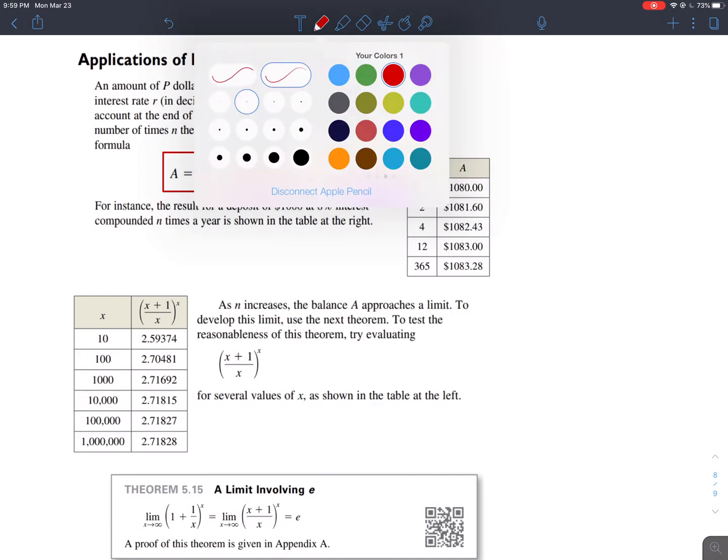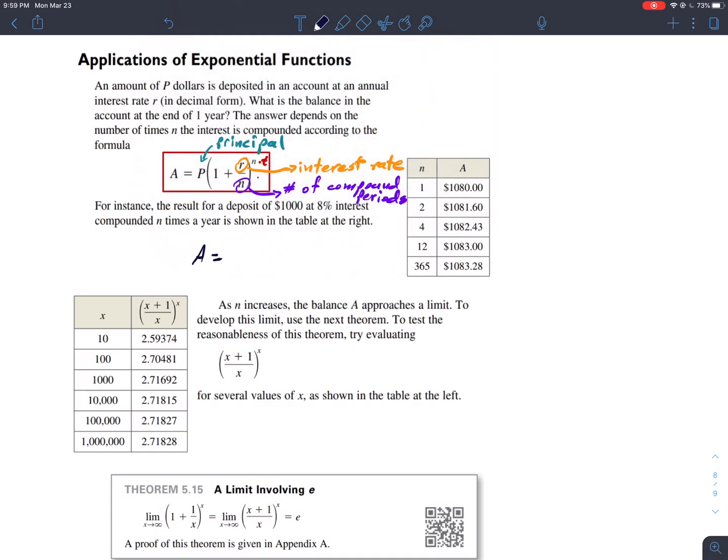But I'll write it again. It essentially looks like this. A equals the initial principal times the quantity 1 plus the interest rate as a decimal divided by the number of compounding periods, all raised to the number of compounding periods times the amount of years. That formula represents the amount of money in an account at any given time t. Of course, t measured in years. So if it's a partial year, then t would just be a fraction.